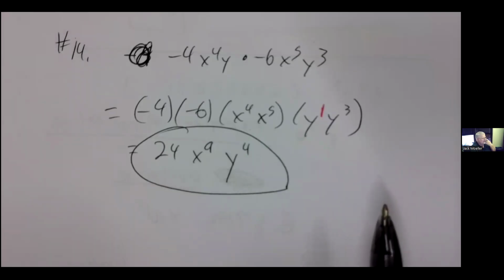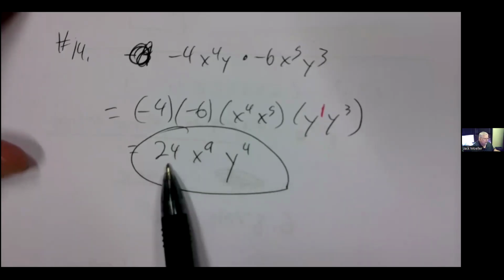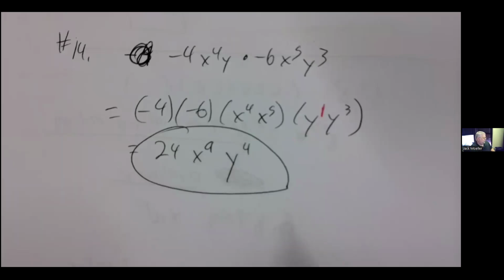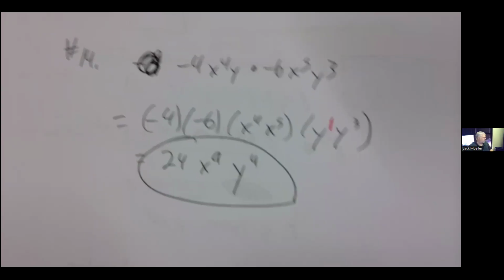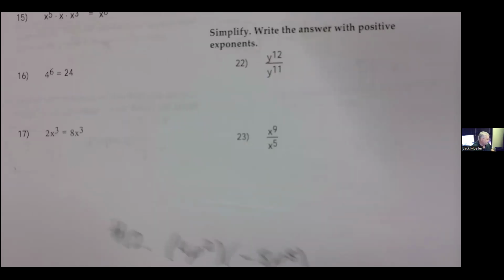Okay, so this isn't exactly like combining like terms because that phrase is for adding and subtracting, but with variables, you're still multiplying numbers with numbers, x's with x's, y's with y's, and so on. All right, so that is the product rule. If you're multiplying with the same base, you add the exponents.